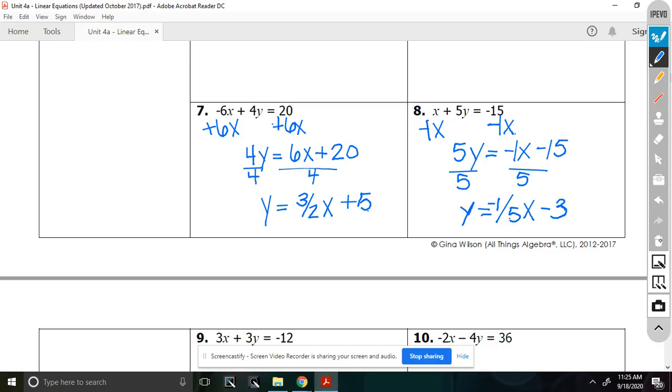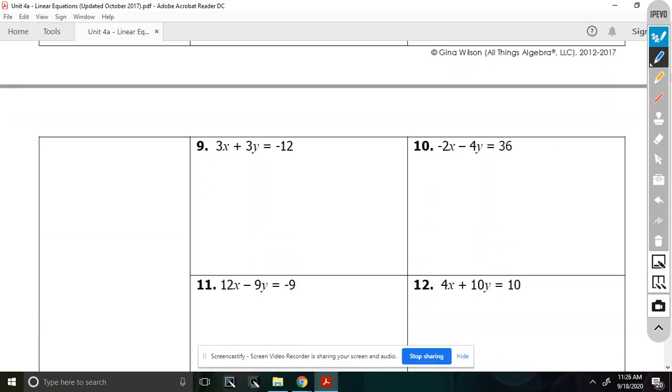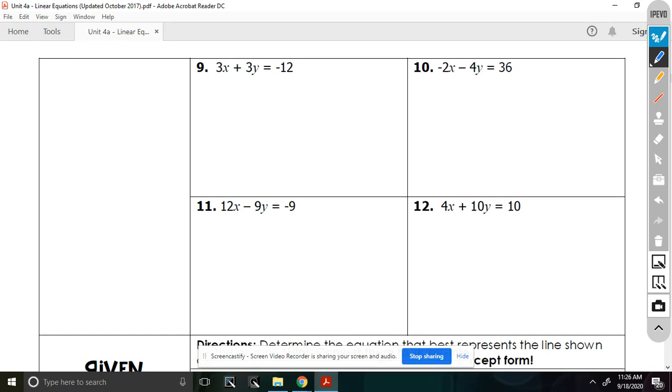All right, let's do a few examples on the back. All right, 9 and 10. How do I get rid of 3x here? We're going to subtract 3x from both sides. Subtract 3x, subtract 3x. That gives me 3y is equal to negative 3x plus 12. I'm sorry, that's a negative 12, so I'm going to write minus 12. And I'm going to divide everything by 3 to get that y completely by itself. So I get y equals negative 3 divided by positive 3 is negative 1x. And then I have negative 12 divided by 3 is negative 4.